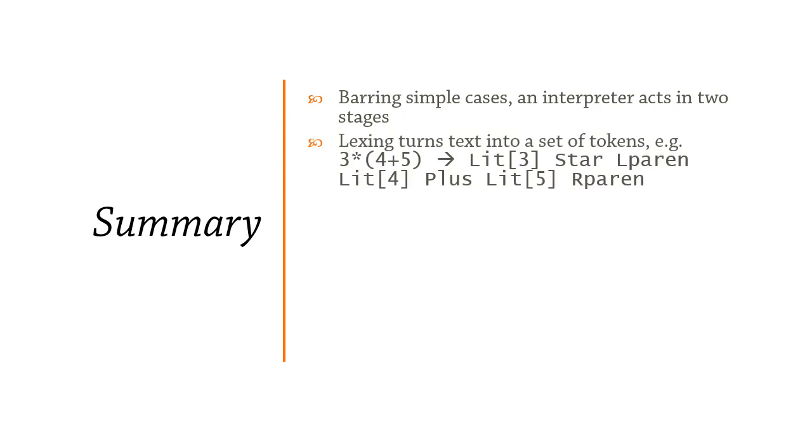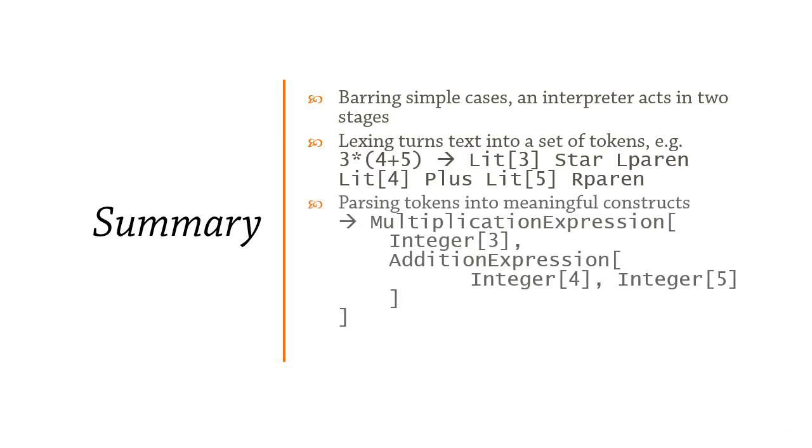So let's try to summarize what we've learned about the interpreter design pattern. Except for the absolute simplest cases, an interpreter acts in two stages. First of all, we have the lexing process. This takes a chunk of text and turns it into a set of tokens. For example, if you have 3 times brackets 4 plus 5, this gets turned into the literal 3 followed by a star followed by the left parenthesis and so on and so forth. And these are typically called tokens.